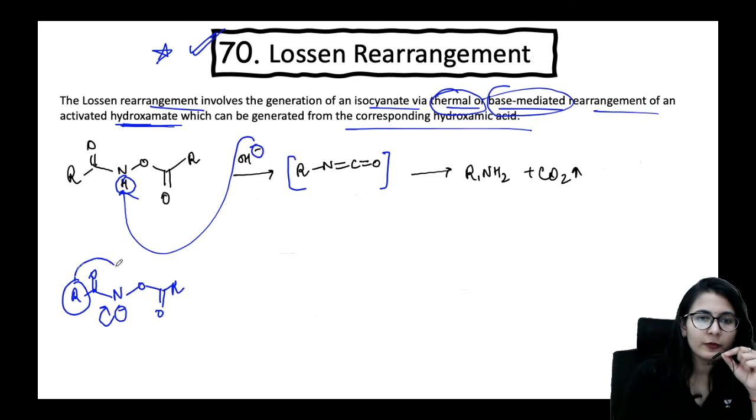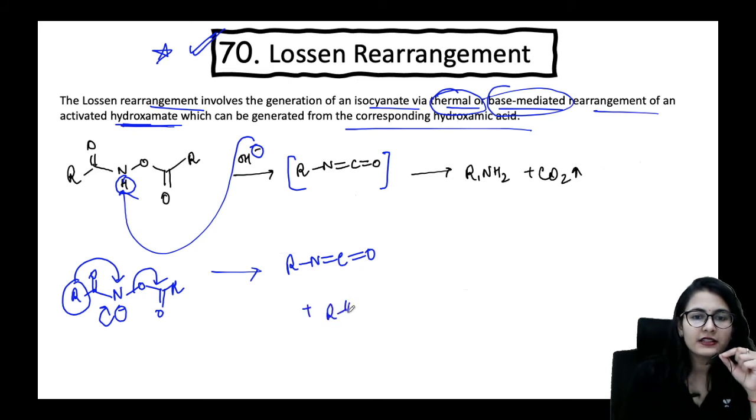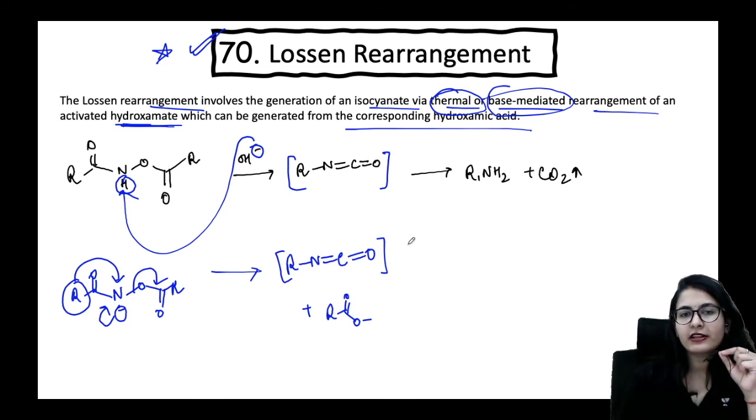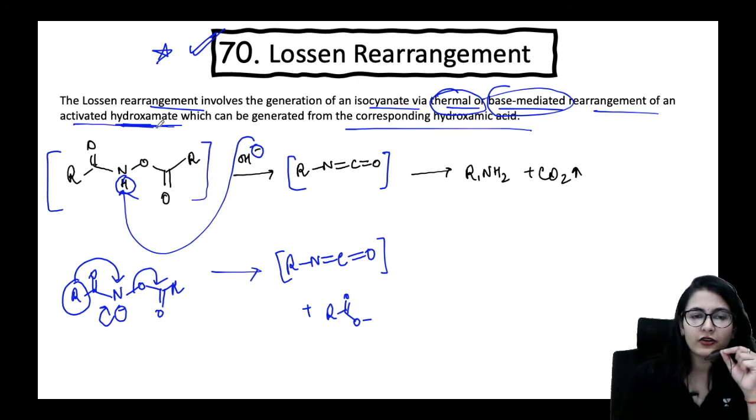The R group is going to migrate onto nitrogen, and now you remove this group. If you remove this group as it is, you get the isocyanate plus RCOO minus, carboxylate. Now you do the same thing. If it is ammonia, ethanol, or water, you are going to get different products that we have already discussed. So this is your Lossen rearrangement starting from the activated hydroxamate.